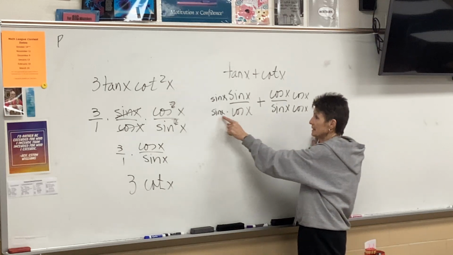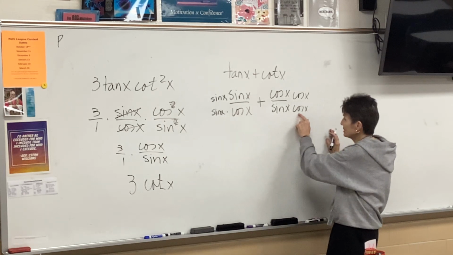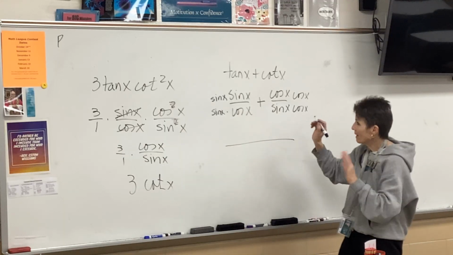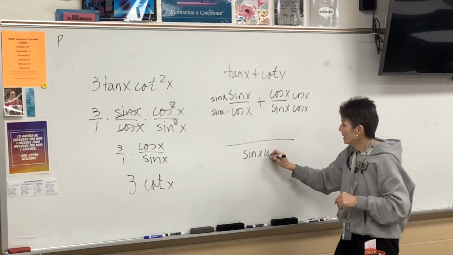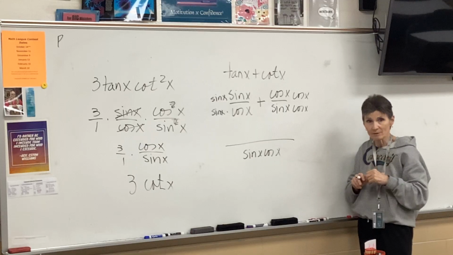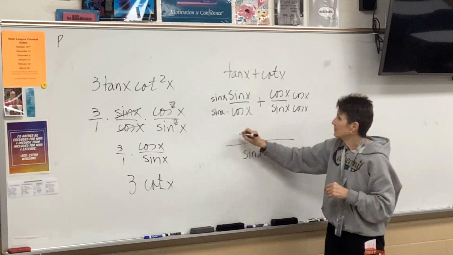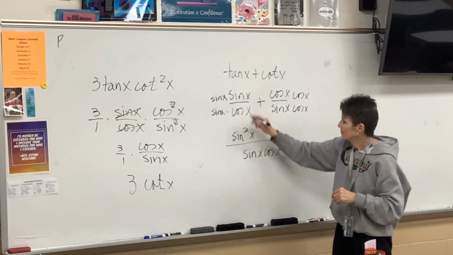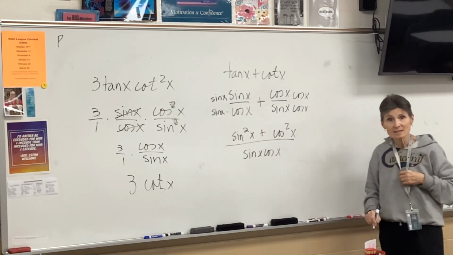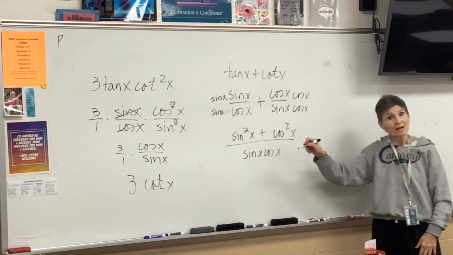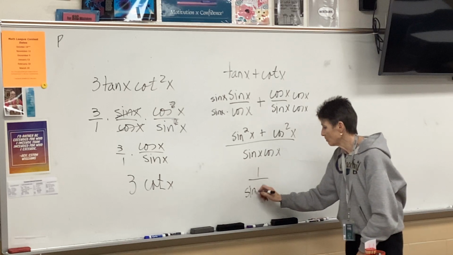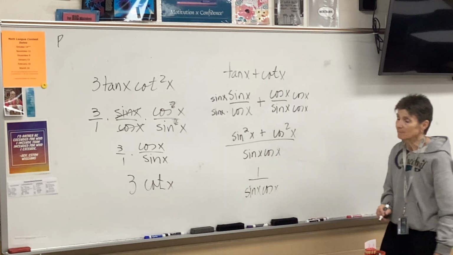So this fraction needs a sine. This one needs a cosine. And remember, when you put it in the bottom, you have to put it in the top. So now I have one fraction, and that's the denominator. Keep the denominator. What's in the numerator? Sine squared plus cosine squared. Oh man, is your heart beating fast? I hope so, because what's sine squared plus cosine squared? 1. So we end up with 1 over sine cosine.